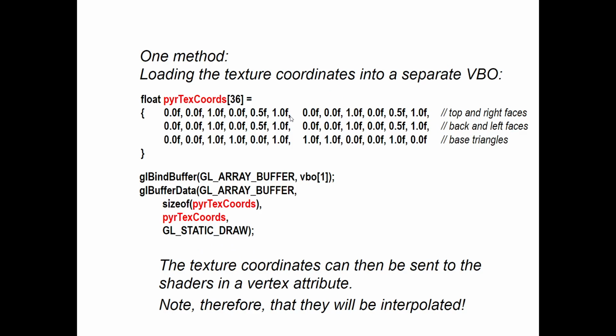So we have these texture coordinates. One method of getting them over to the GPU is to have another buffer, another VBO, that contains just the texture coordinates. So you could have a VBO that contains your vertex coordinates, you could have a VBO that contains your colors, you could have a VBO that contains your normals. You can have multiple VBOs.